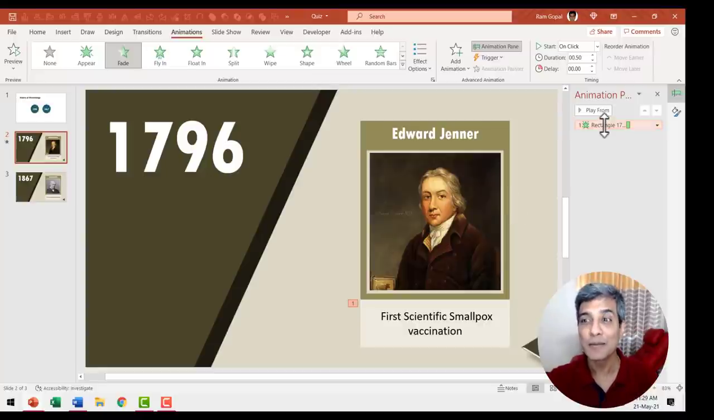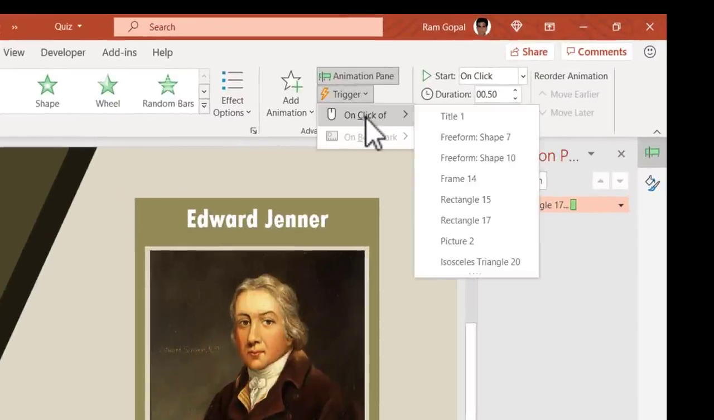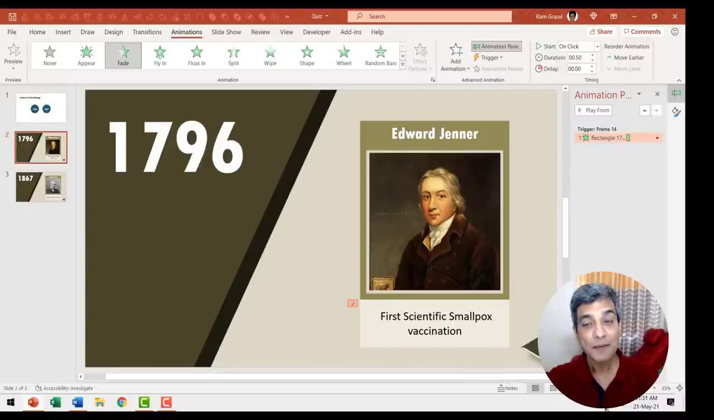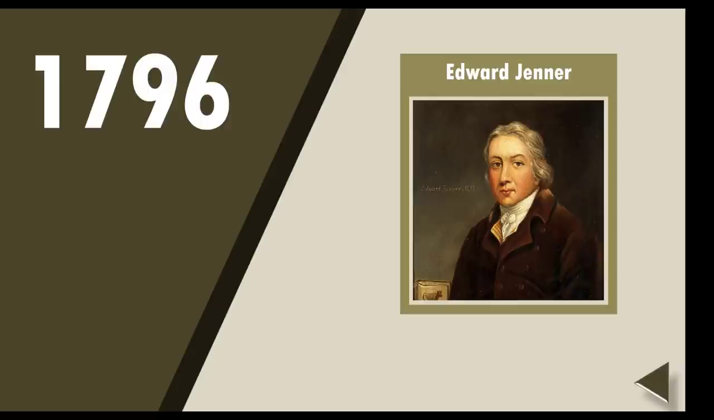To do that, let me select the animation event, go to trigger and say on click of and search for the frame shape. Here you can see frame. So let me click on that. Now we have set a trigger for the frame to show this information. That means when I go to slideshow, I can ask the student to talk about the discovery made by Edward Jenner, and then I can verify the information by clicking on the frame here and the answer is revealed.